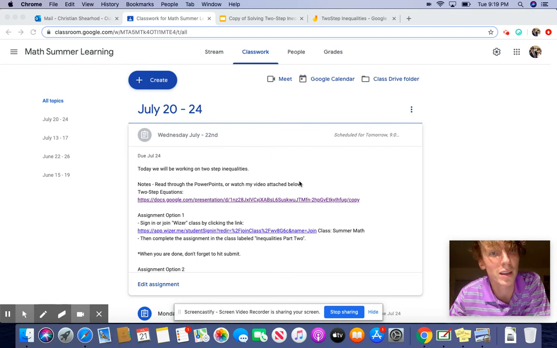Today we're going to be working on the assignment for Wednesday, July 22nd. Today we're doing two-step inequalities. So we've done one-step equations, we've done two-step equations, one-step inequalities, and now we're just going to do two-step inequalities, okay? It's not going to be too difficult.